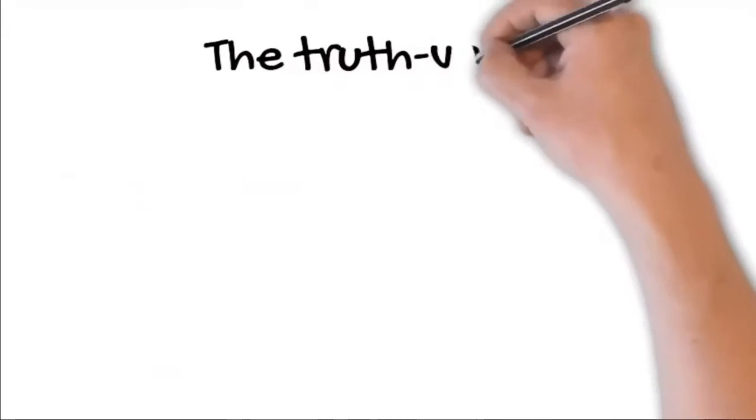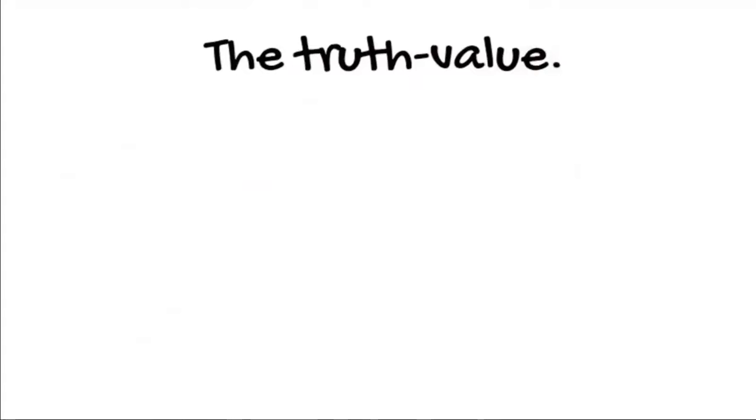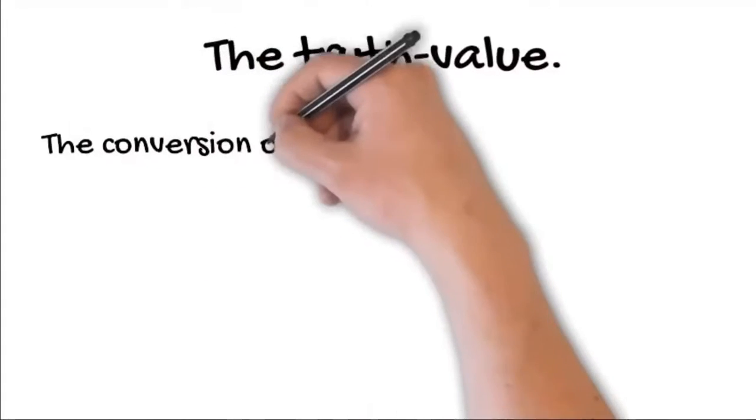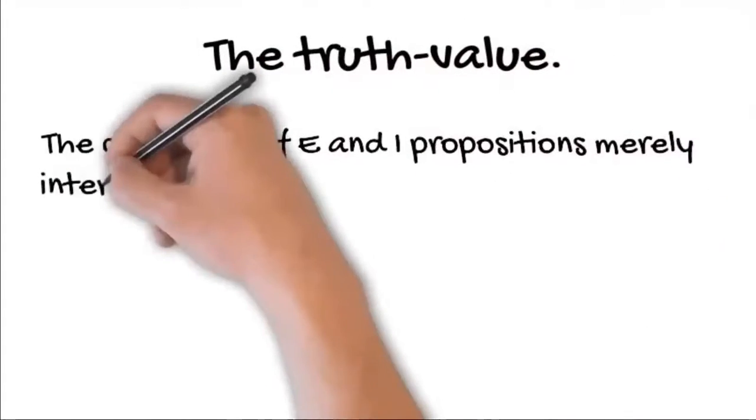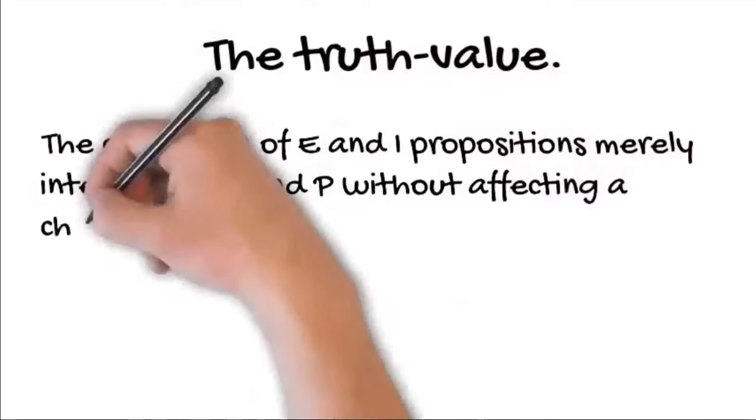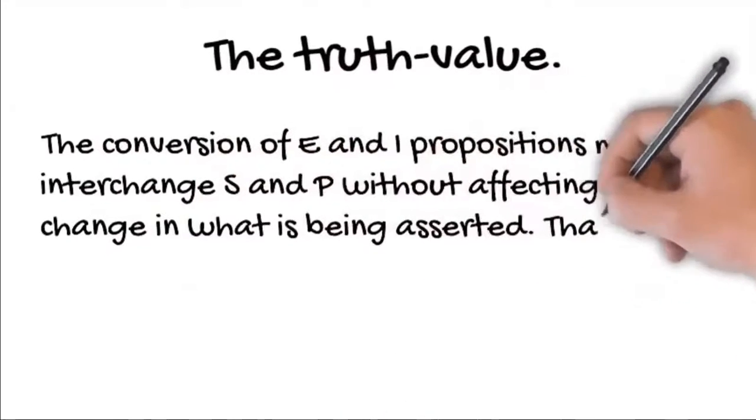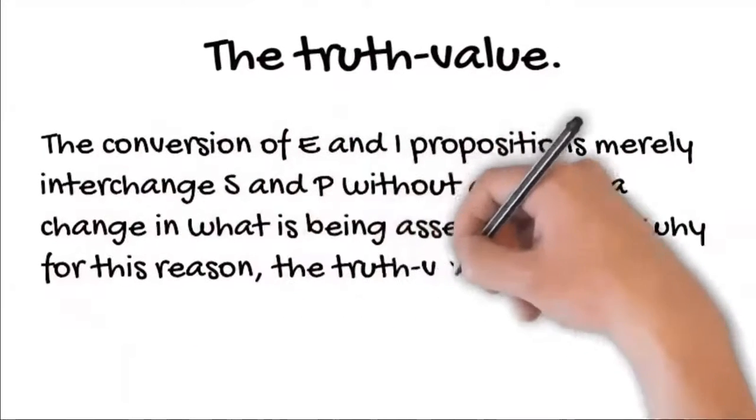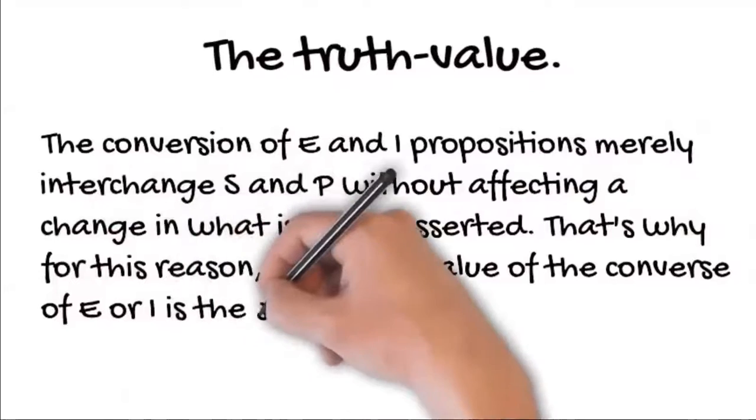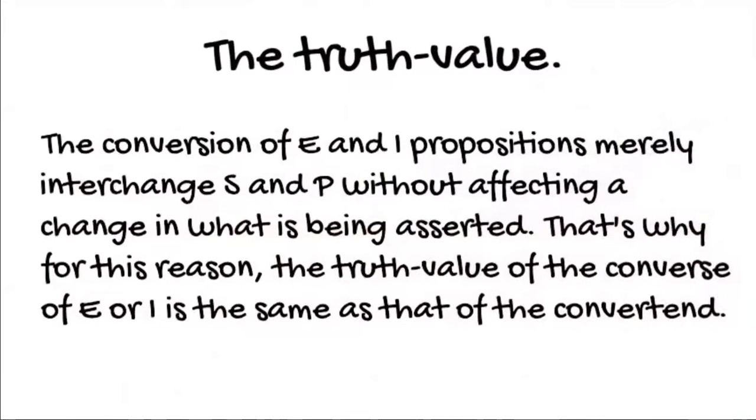The truth value of the conversion of the E and I proposition. The conversion of E and I propositions merely interchanges the S and the P without affecting a change in what is being asserted. For this reason, the truth value of the converse of E or I is the same as that of the converted.